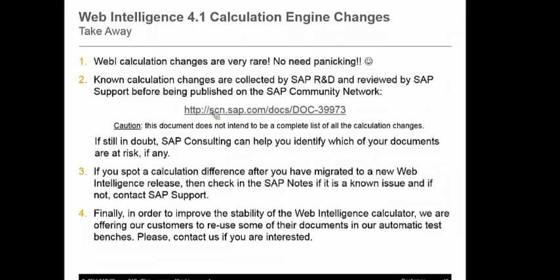Nevertheless, if you spot a calculation difference after you have migrated to WebI 4.1, then first check the SAP notes to see if it's a known issue. And if it's not a known issue, then of course contact SAP support and create a ticket.